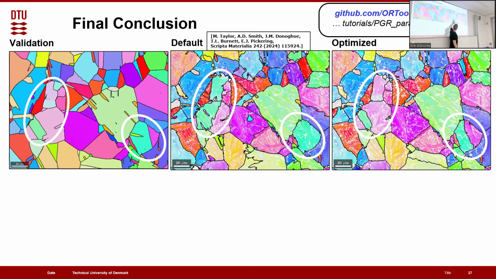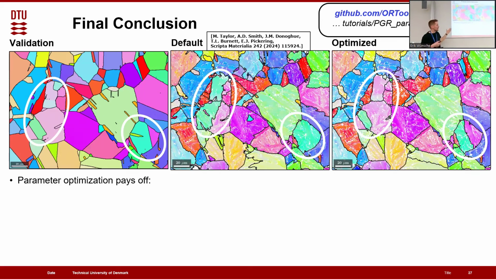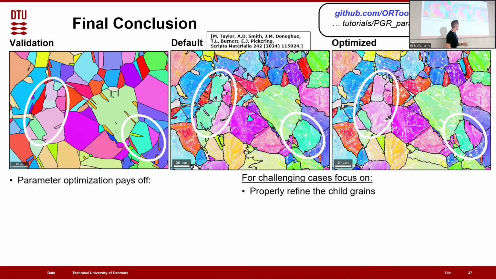Because this pink grain is suddenly reconstructed nicely, which means this might be an annealing twin that actually now is fully captured. Of course, there's some things that are still not there, like these small annealing twins, they're still not being reconstructed, but in general, the parameter optimization really has paid off. And if you have a challenging data set, I can really recommend you to dig into this as well to get the best possible reconstruction.